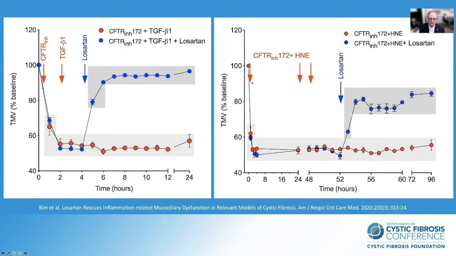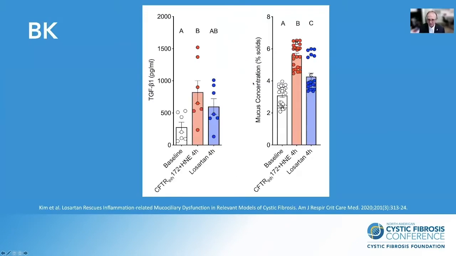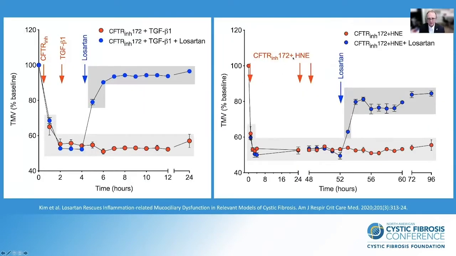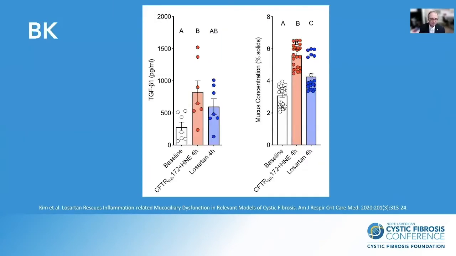So we tried to create a more prolonged airway inflammation with Cftr inhibition and human neutrophil elastase inhalation for 3 days. That leads to a prolonged mucociliary dysfunction for at least another 48 hours. And you can see losartan is still able to reverse that mucociliary dysfunction. So we're very excited about that. And we wanted to do human studies, but these have been unfortunately delayed because of the COVID pandemic.